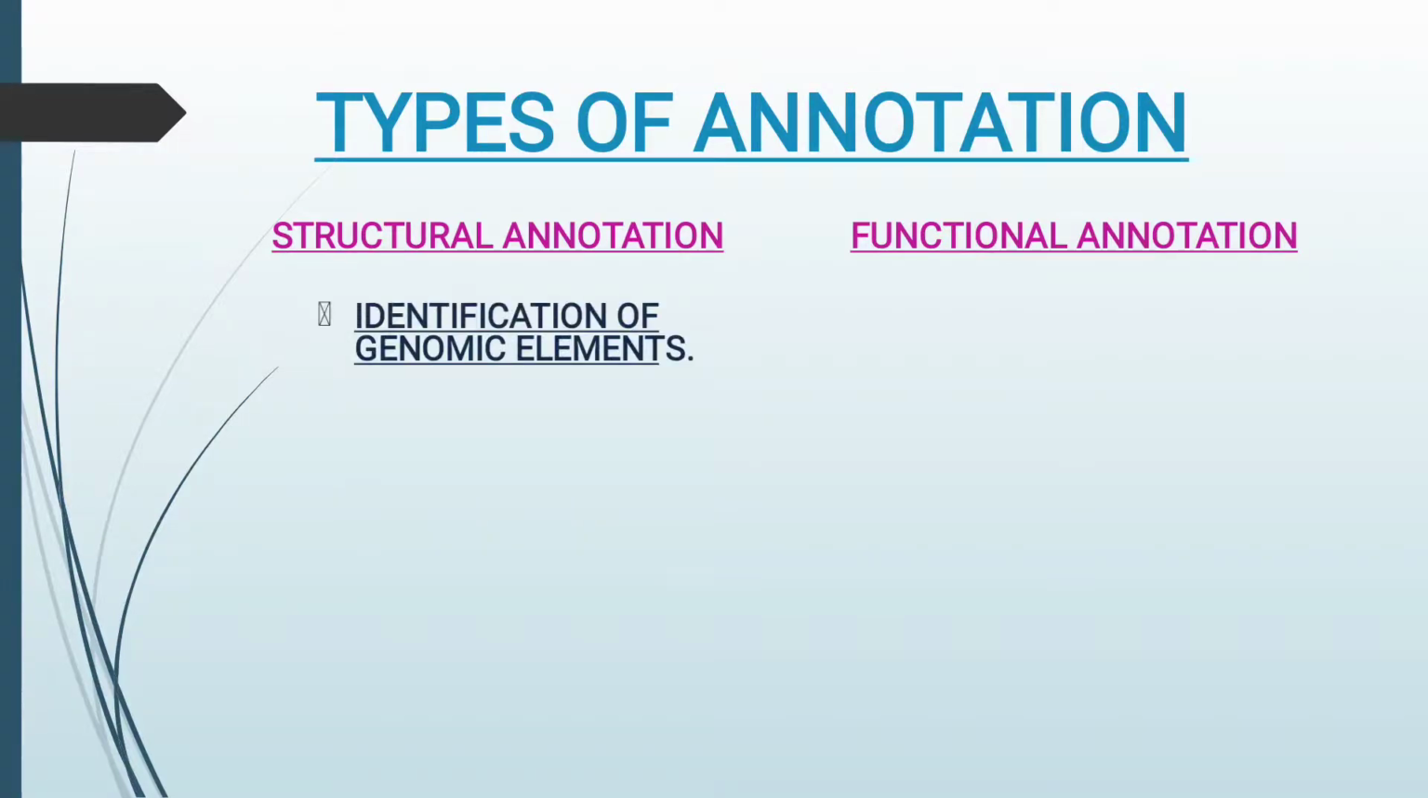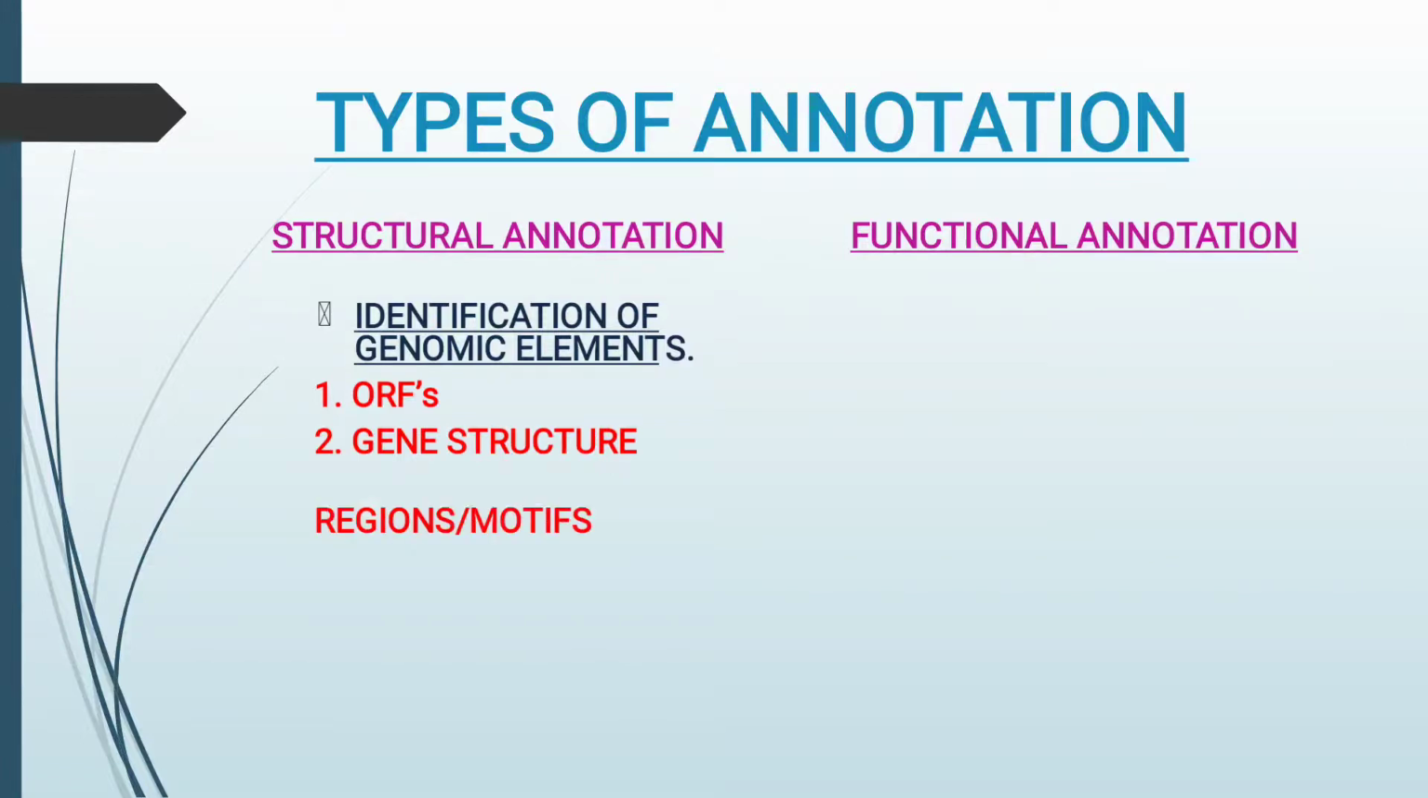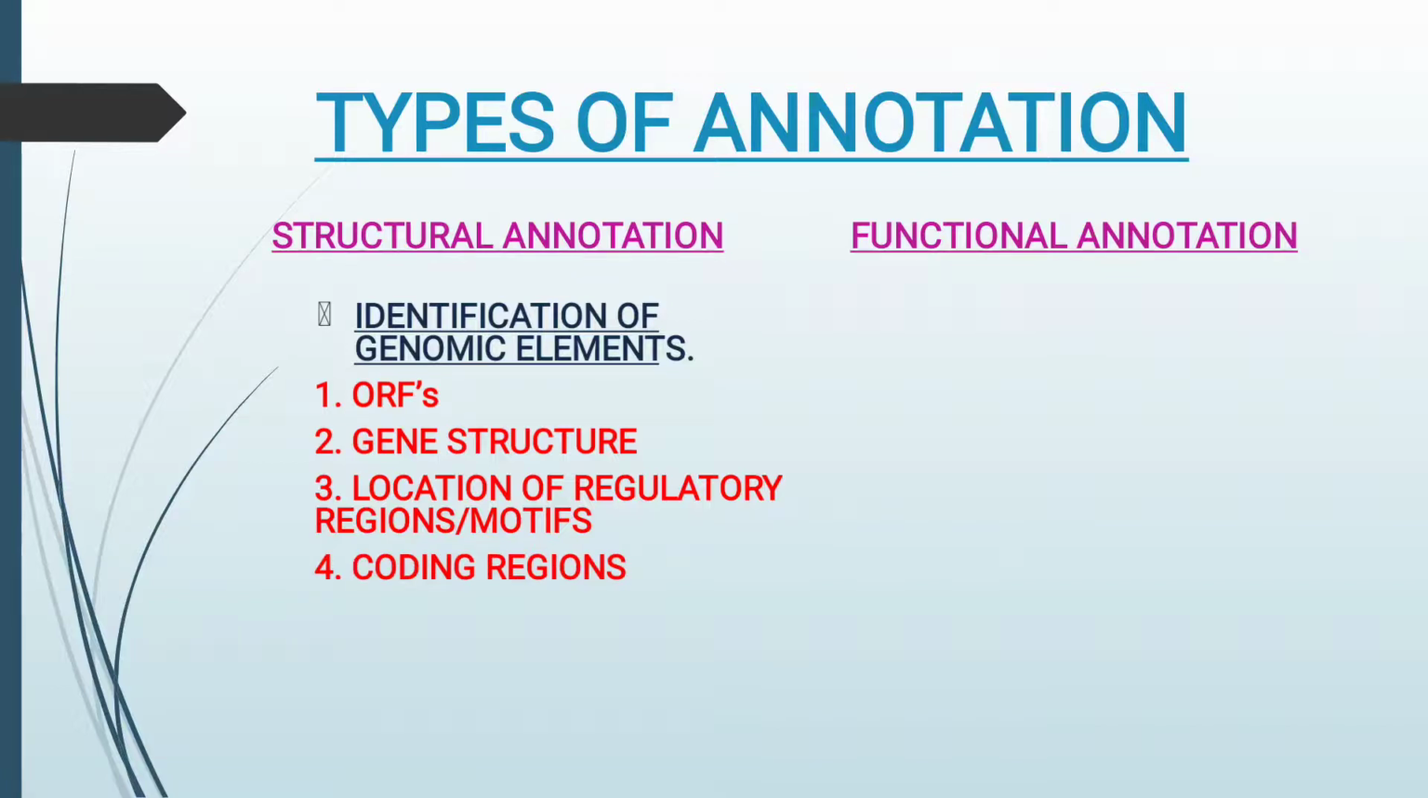So in structural annotation, first identification of genomic elements is done. In this, the open reading frames of the gene can be found out. The gene structure is found out, which I discussed just now, and the location of regulatory regions of the gene is found out. The location of the coding region, that is the exons, is found out.